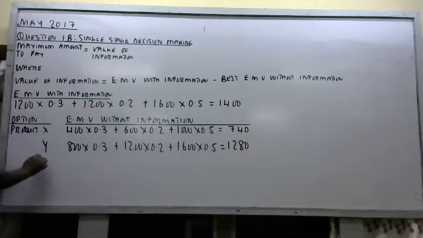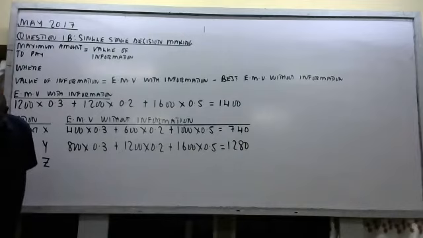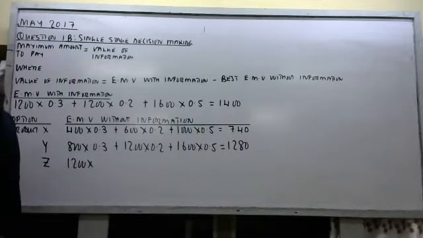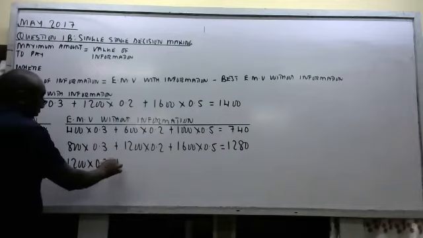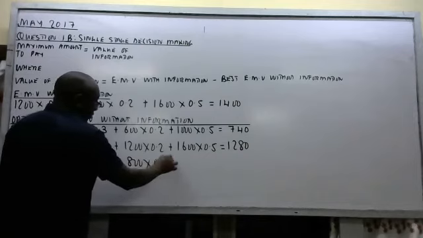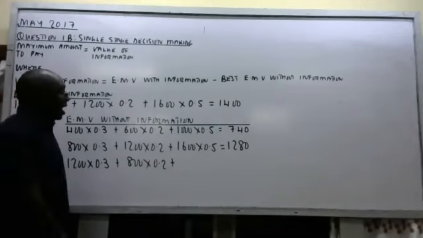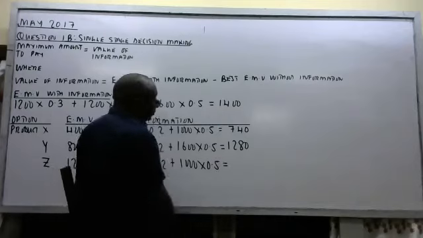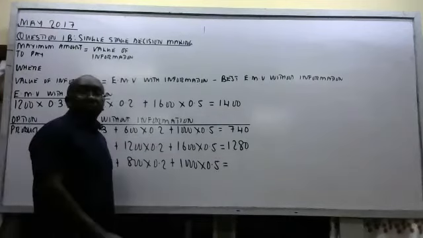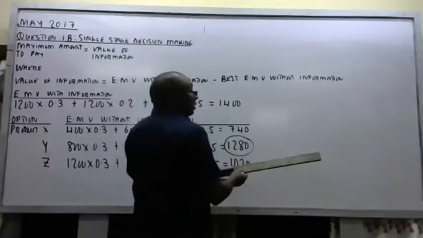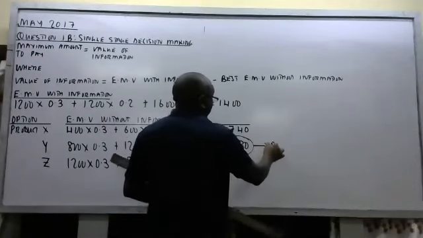Then we go to product Z. Product Z, we have 1200 with a probability of 0.3, plus 800 with a probability of 0.2, plus 1000 with a probability of 0.5. 1020. Yes, Ivarin, I can also see that. So the best here is this one.